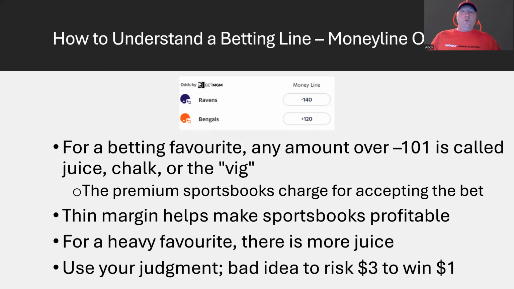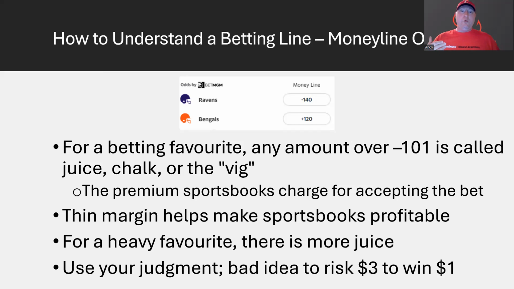So a little bit more about this business about the minus 140 and the plus 120. For a betting favorite, any amount over minus 101 is called the juice, the chalk, or the vig. You've probably heard me talk about, well, I didn't want to bet this because it was too juicy. In the case of the Ravens here, it's approaching being too juicy for me to bet. I don't want to risk $1.40 to win just $1. But that's going to be up to you.